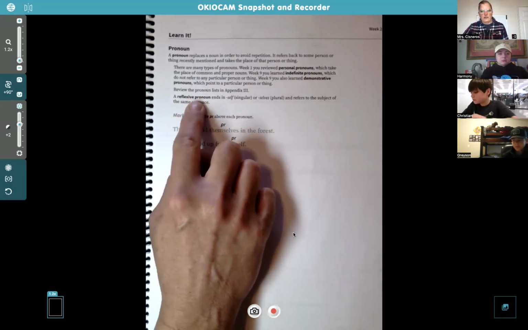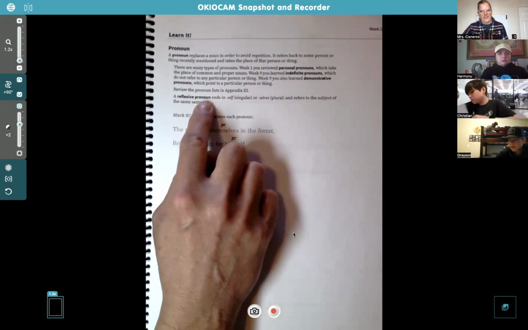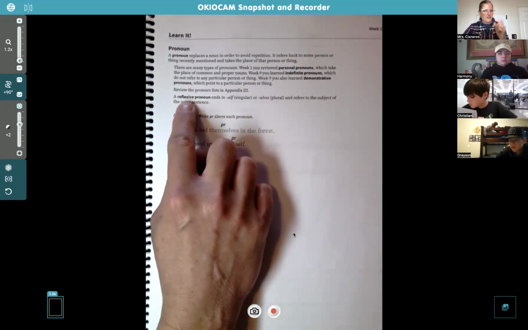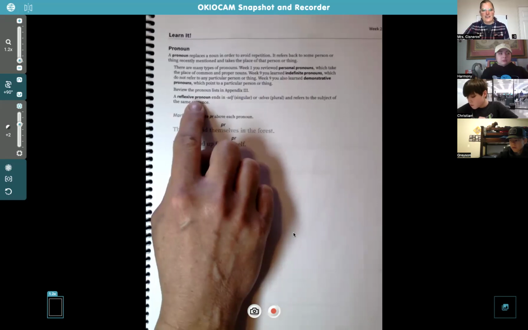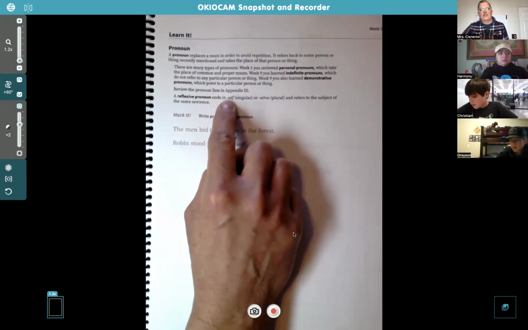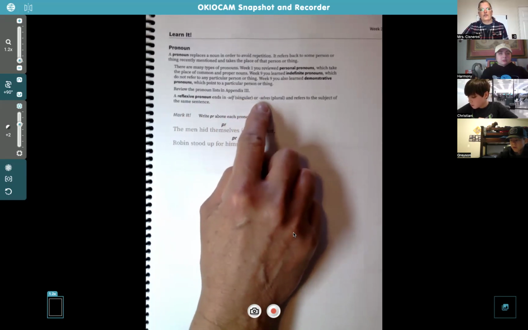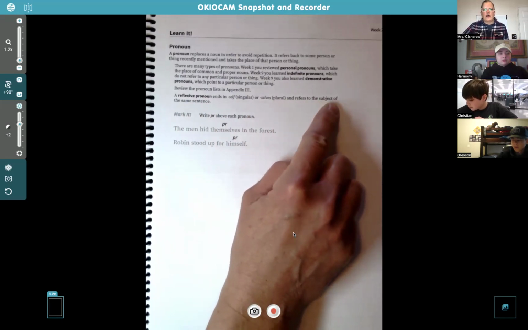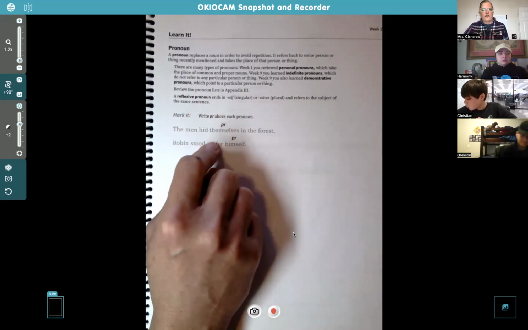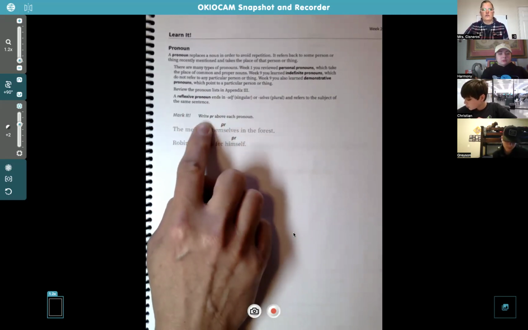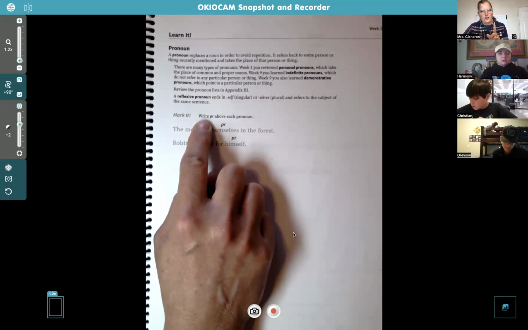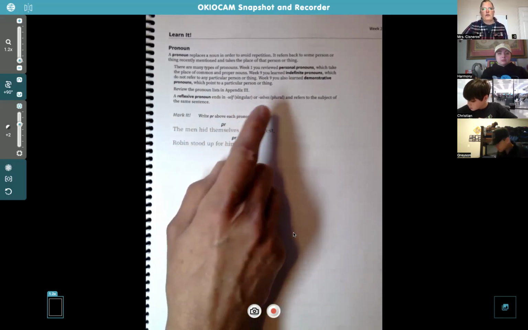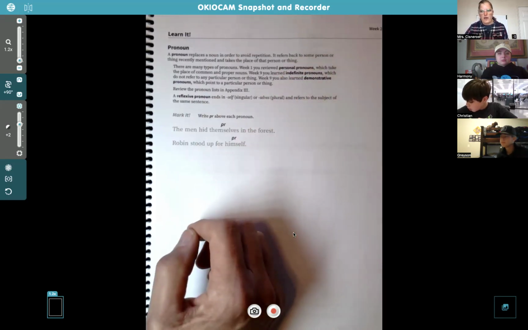Today, you're going to learn about reflexive pronouns. This is another one. Like I said, just when you thought you knew, well, guess what? English is like this. There's more. It ends in self, which is singular, or selves, which is plural, meaning more than one, and refers to the subject of the same sentence. So we have two examples here of reflexive pronouns. It says you're still going to write PR. So that's the good news for you guys. When you're labeling them in this book, you only have to label them pronoun. You don't have to tell what type of pronoun they are, but just know that these are the types of pronouns we have in English.